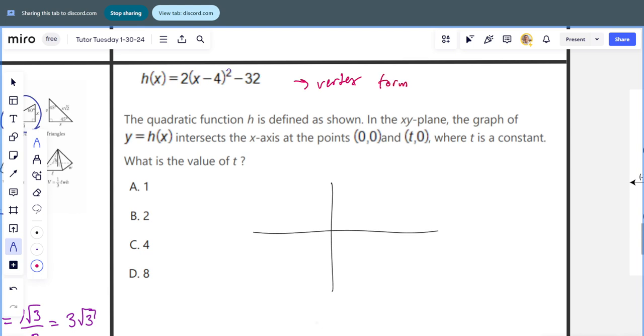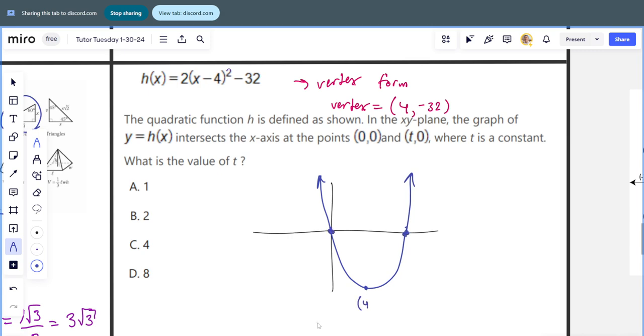From vertex form, we can actually figure out that the vertex equals 4 comma negative 32. When I plug in x equals 4, I get negative 32, and it's symmetrical around x equals 4. So it's going to be somewhere like down here. It also tells us it passes through 0, 0. So it's going to pass through this point specifically, and a point over here somewhere.